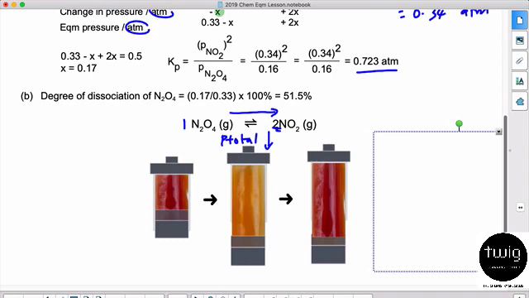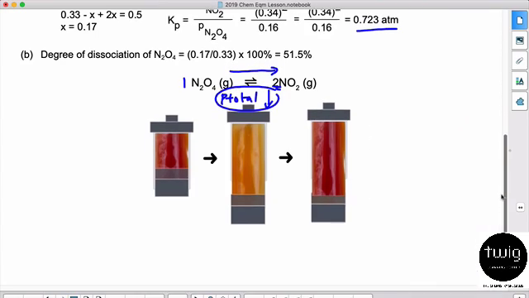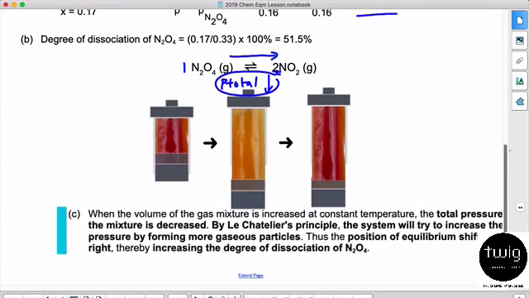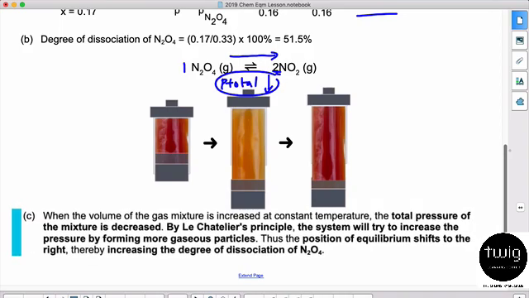It's okay? So it's about the total pressure decreasing when you double the volume. If you know that, then it's pretty straightforward. I'll let you copy the answer. I think I have it over here. So just write this down. When the volume of the gas mixture is increased, the important thing is you must at least take note that the total pressure is decreased.